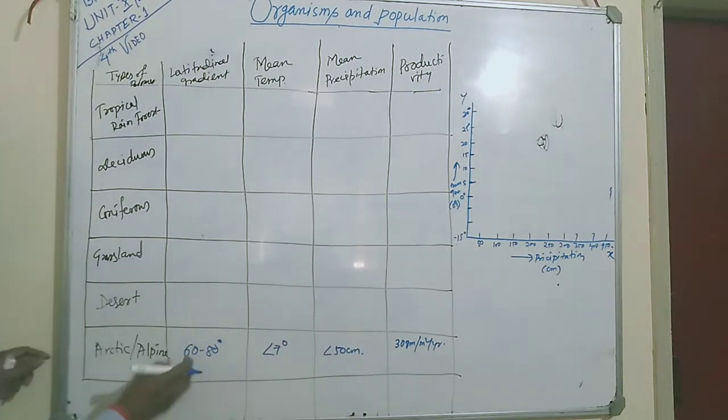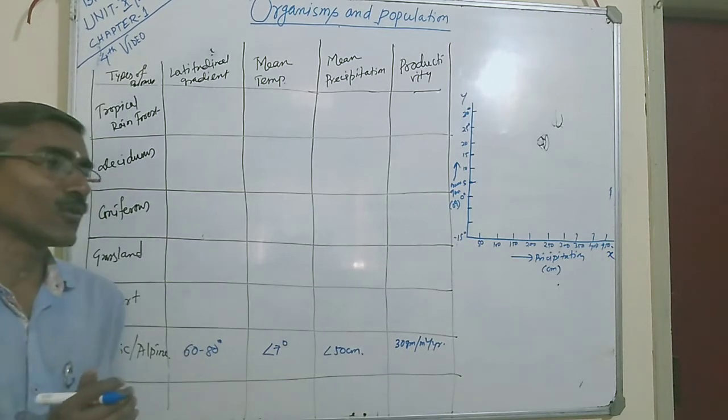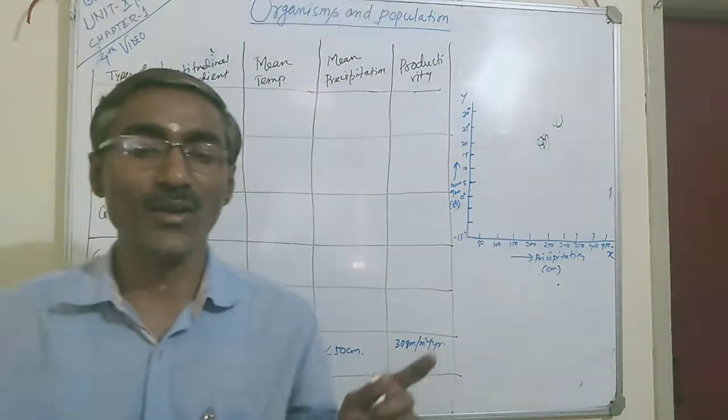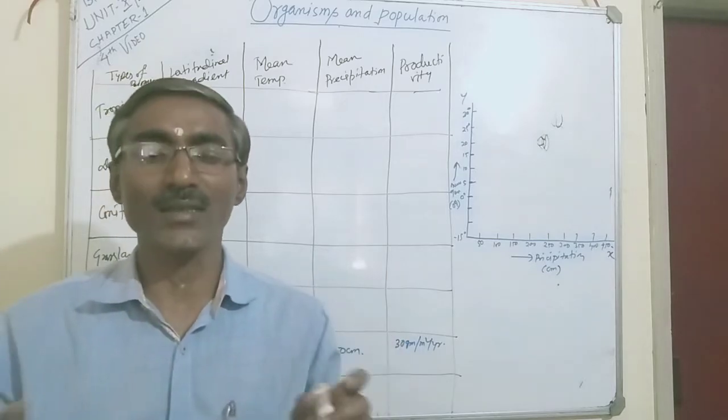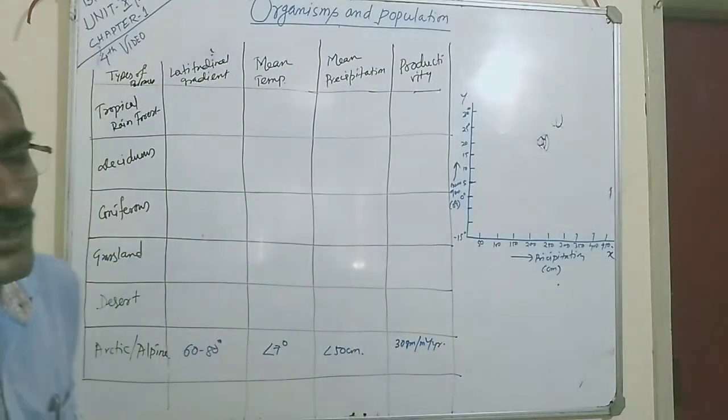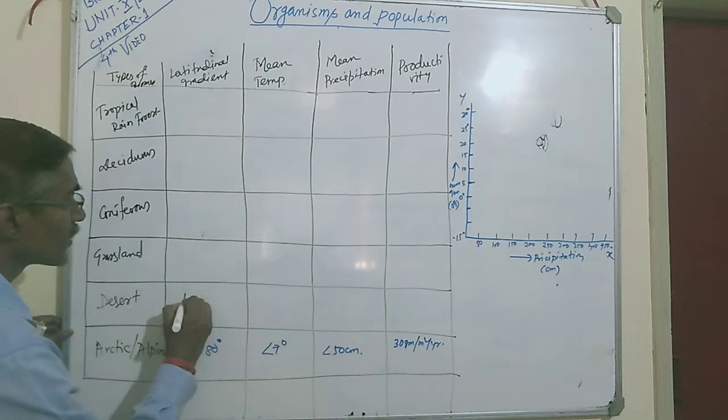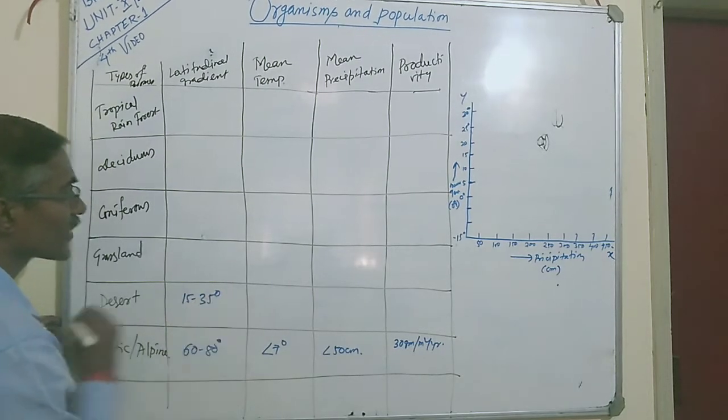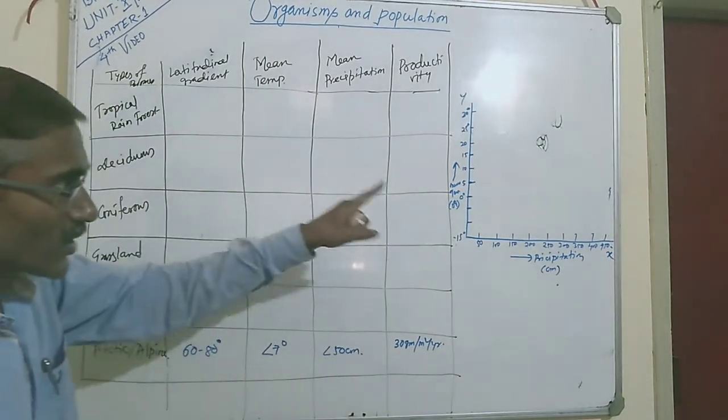So deserts are found in different parts of the whole earth. They are available at 15 to 35 degree latitudinal gradients, 15 to 30, 0 degree.